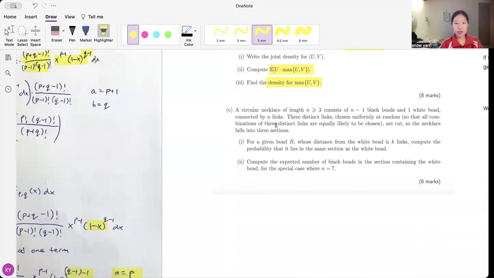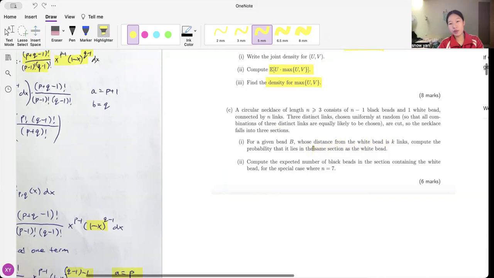Okay, moving on to part C. A circular necklace of length n greater than or equal to 3 consists of n minus 1 black beads and 1 white bead, connected by n links. Three distinct links, chosen uniformly at random so that all combinations of three distinct links are equally likely to be chosen, are cut. So the necklace falls into three sections. For part 1, for a given bead B, whose distance from the white bead is k links, compute the probability that it lies in the same section as the white bead.